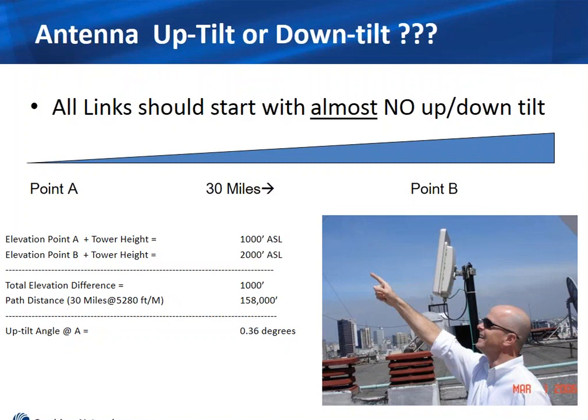When it comes to up and down tilt, it's a rather simple concept. All of you remember from high school or your graduate studies that every angle can be figured out based upon, in this particular case, point A. If I'm looking for my up and down tilt angle from point A, I need to know what the distance is and what the elevation change is. Then I can do an inverse tangent on that and come up with an actual value that's my up or down tilt.